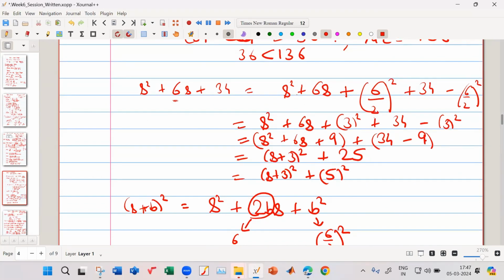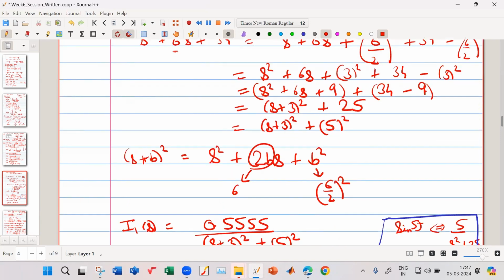S square plus A square form. That is why I had to do this whole thing. In the 6S, I had to do 6 by 2 square. Then also, because I'm adding something, I have to subtract the same value. So I subtract the same value. Then I find it to be of the form S plus 3 the whole square plus 25. So 25 is 5 square.